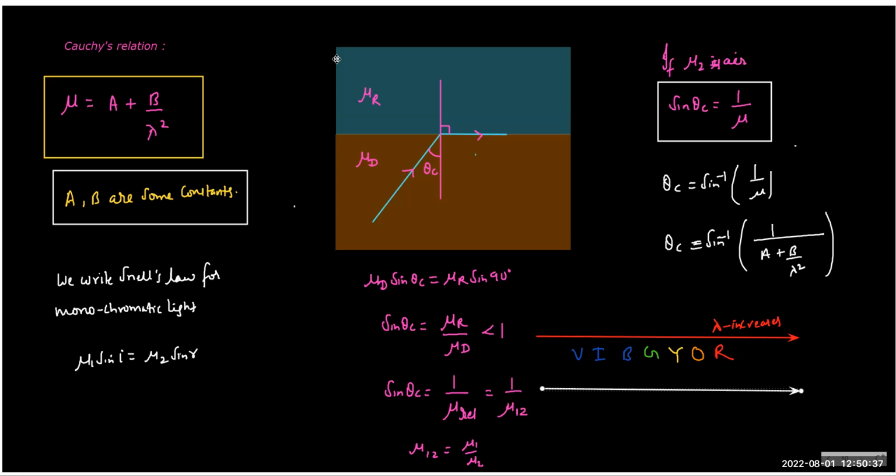So if you go from left to right, the critical angle will increase. How you can see: if lambda grows, then the denominator will decrease, actually shrink. And as the denominator decreases, the inverse will increase, which means the critical angle will increase. Correct? Is this clear, guys?